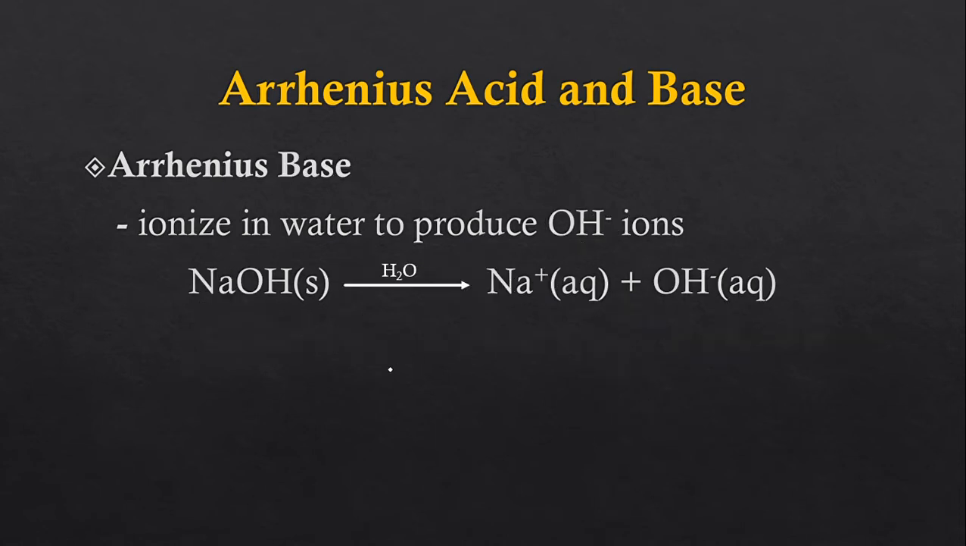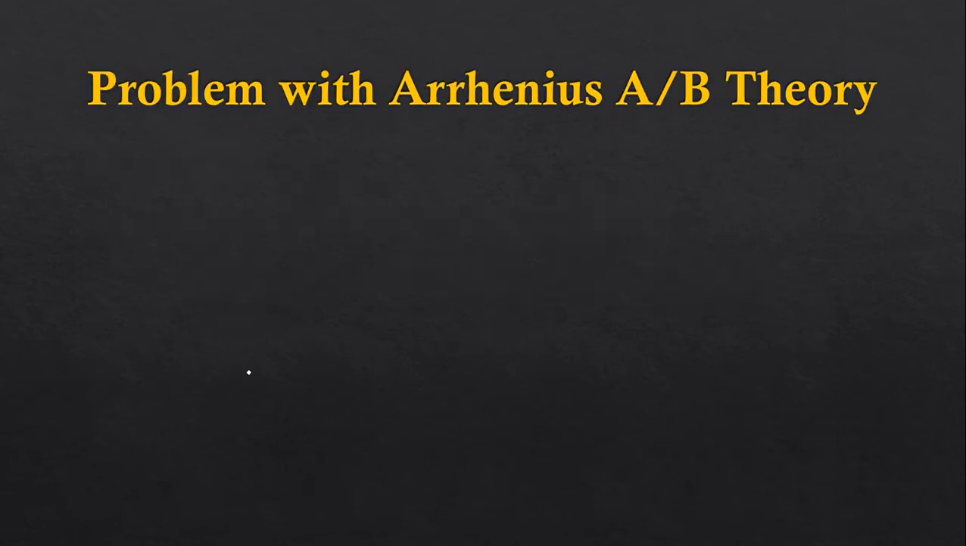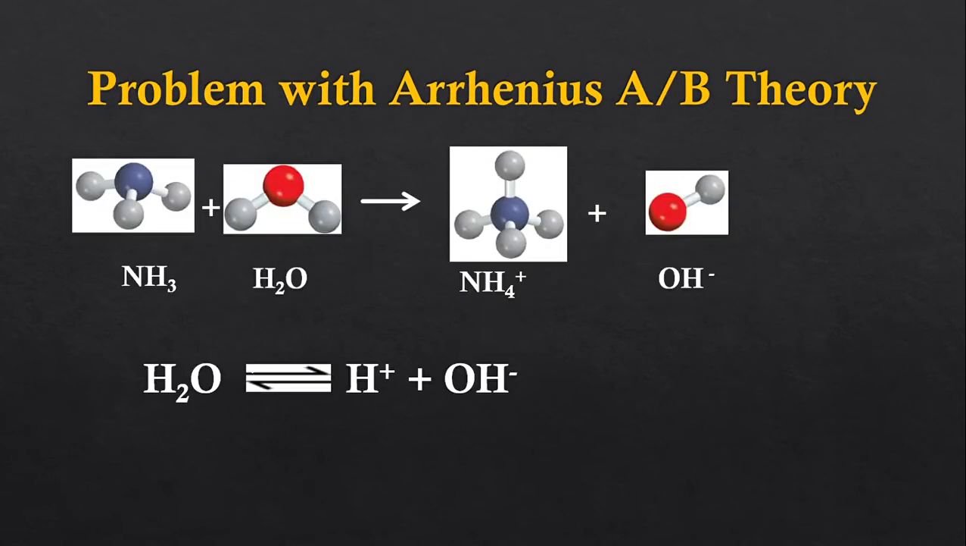Okay, now how about an Arrhenius base? An Arrhenius base is a substance that ionizes in water to produce hydroxide ions naman, OH negative. For example, we have sodium hydroxide. When you dissolve this in water, it will form sodium ion and hydroxide ions. So, since yung substance natin na sodium hydroxide ay nagdi-dissociate in water to produce hydroxide ion, then sodium hydroxide is an Arrhenius base. Okay?